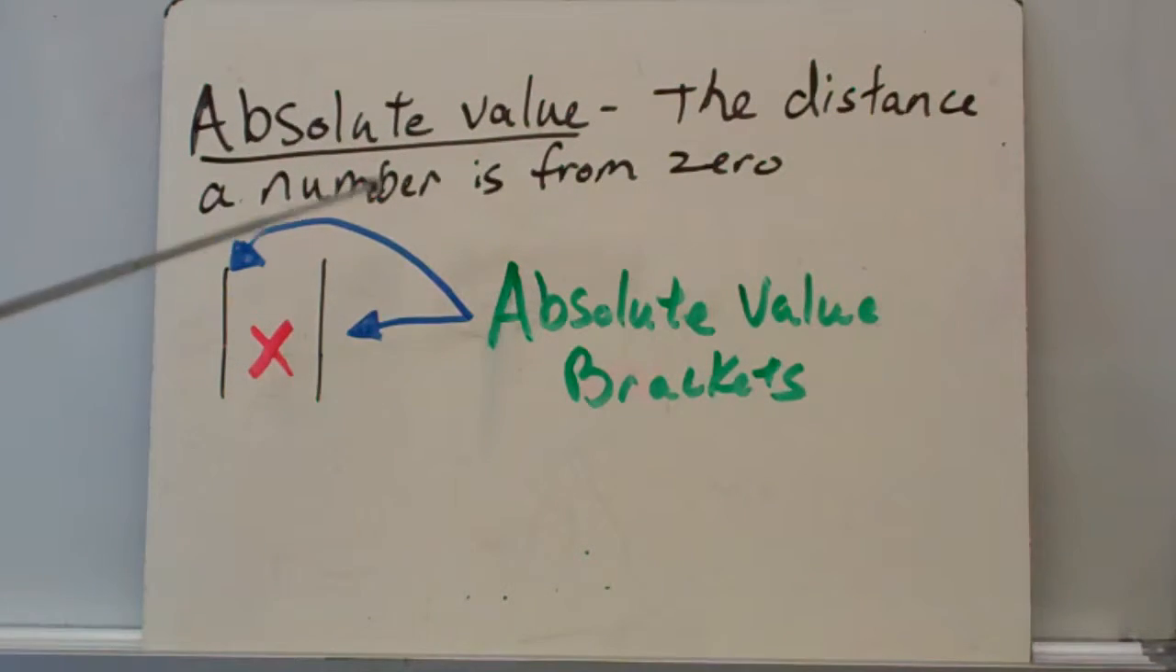And so we have these vertical lines here, which are called the absolute value brackets, and you can see our term is in the middle. Okay, that is going to signify that we're looking for the absolute value. Let's look at some examples.